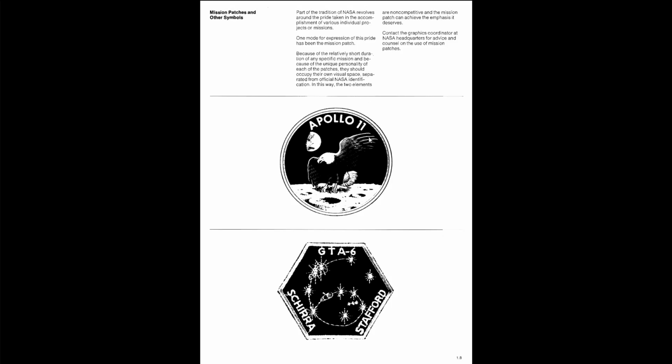Okay, mission patches and other symbols. We won't go into this one too much. Okay, actually, we'll just read this one though. Part of the tradition of NASA revolves around the pride taken in the accomplishments of various individual projects or missions. One mode of expression of this pride has been the mission patch. Because of the relatively short duration of any specific mission, and because of the unique personality of each of the patches, they should occupy their own visual space, separated from official NASA identification. In this way, the two elements are non-competitive, and the mission patch can achieve the emphasis it deserves. Contact the graphics coordinator, blah, blah, blah.